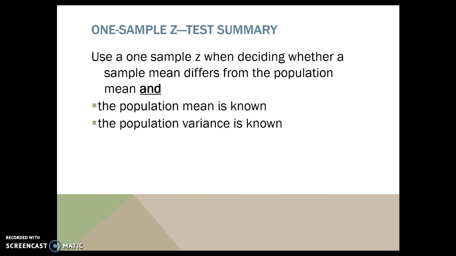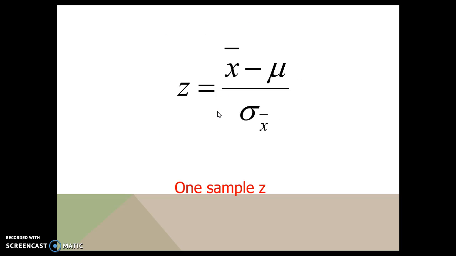All right, so this one sample Z test. In summary, we are looking at if the sample differs from the population. And we know the population mean, and we know the population variance. That's huge, is the variance. Here's what the equation looks like. So we have our sample mean minus our population mean divided by standard error. Easy. We know all that. All you do is plug it in, divide it, and we're done.